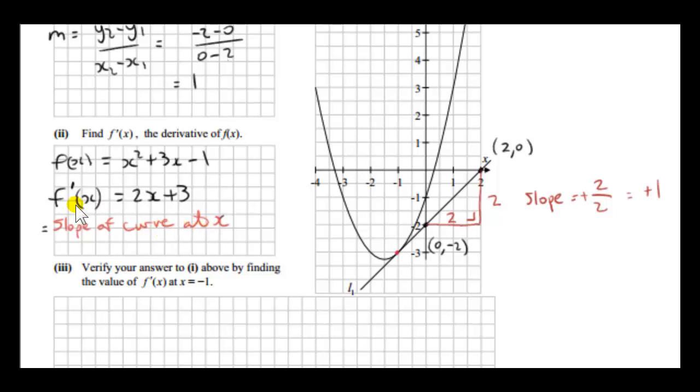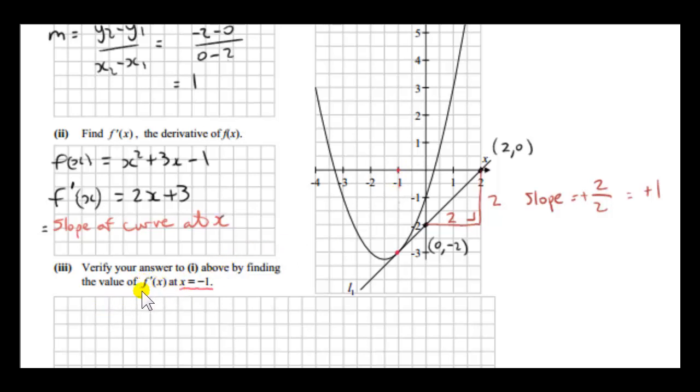So f prime of x is the slope of the curve at a general point x, but we want the slope at a particular point. We actually want it at x equals -1, which is this point here. The point of contact is at x equals -1.